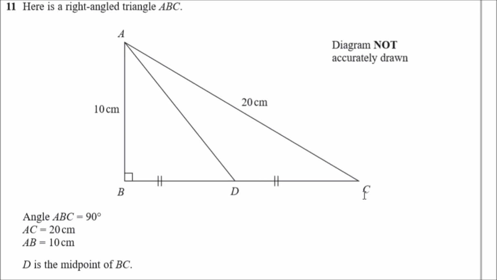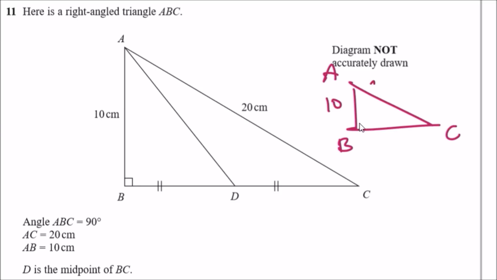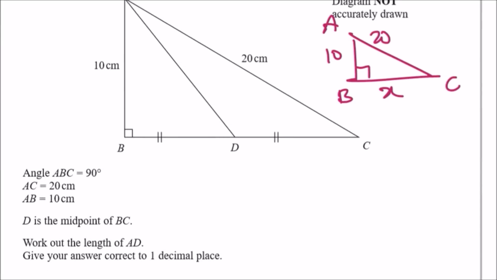Alright, so let's break this down into two parts. Firstly, you've got a Pythagoras theorem type question for the whole triangle, so let's take the whole triangle ABC. We know one length is 10, the other one's 20, meaning we can use Pythagoras theorem to find this side. That is a squared plus b squared is c squared. So using Pythagoras, 10 squared plus x squared must equal the hypotenuse c squared, which is 20 squared.